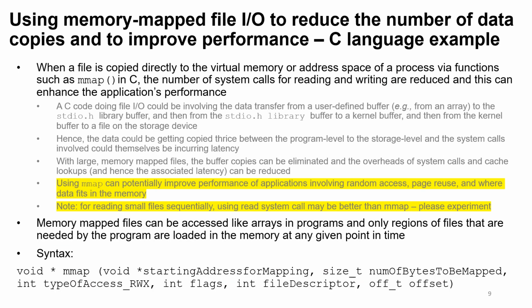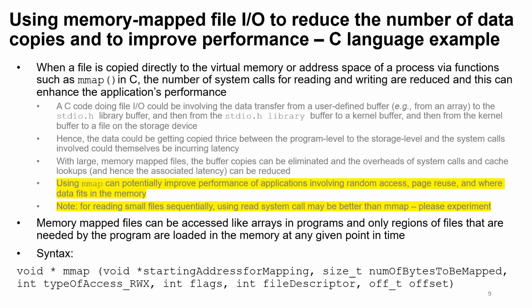Now let us look at the concept of using memory mapped IO, appropriate buffering, and their impact on the performance of the code. When a file is copied directly to the virtual memory or address space of a process via functions such as mmap in C, then the number of system calls for reading and writing are reduced, and this can enhance the application's performance.